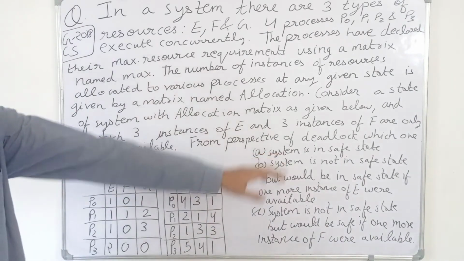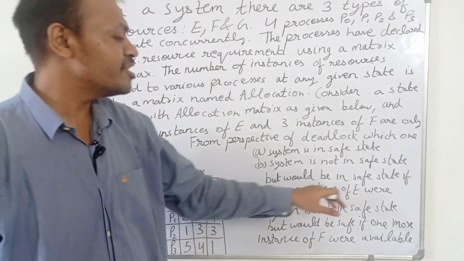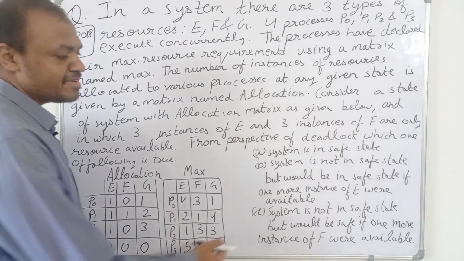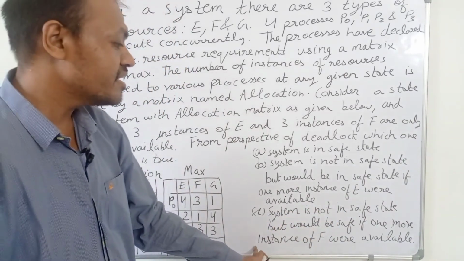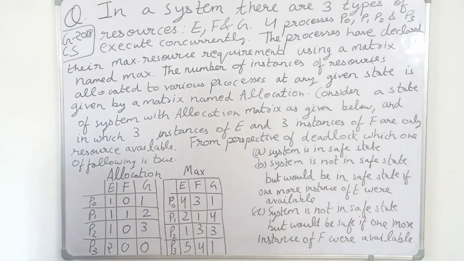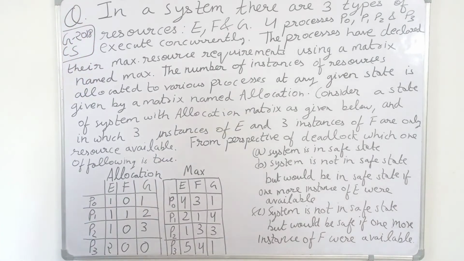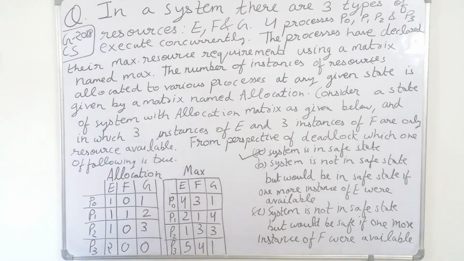Now it asks, from the perspective of deadlock, which one of the following is true. The options: A, the system is in safe state. B, the system is not in safe state but would be in safe state if one more instance of E was available. C, the system is not in safe state but would be in safe state if one more instance of F was available. And D, the system is not in safe state but would be in safe state if one more instance of resource G was available. But the correct option is A, the system is in safe state. So this is the correct option.